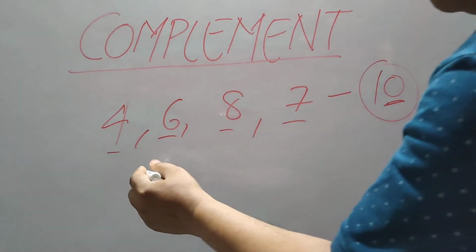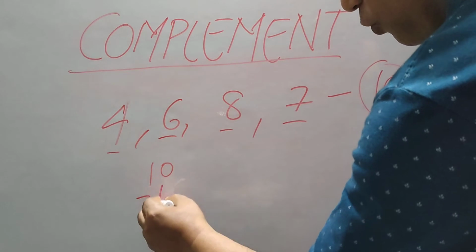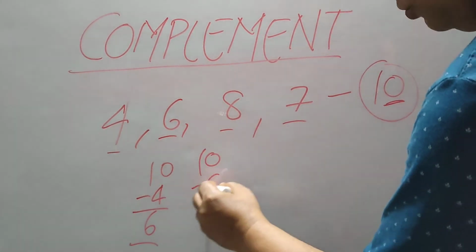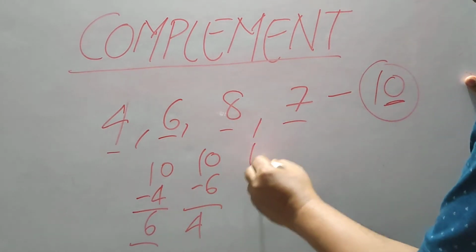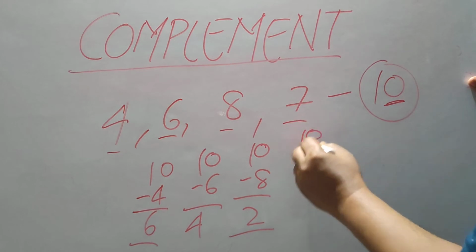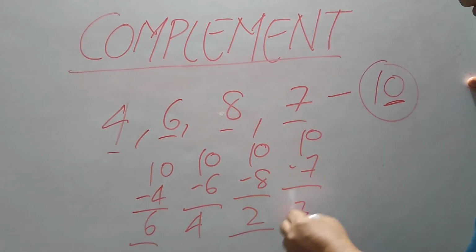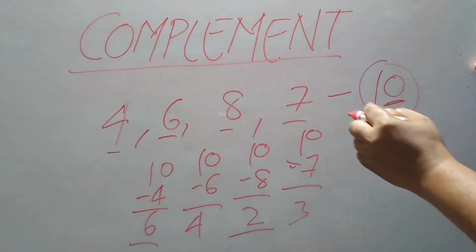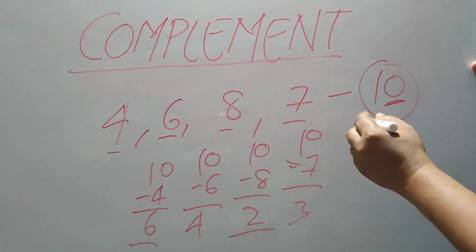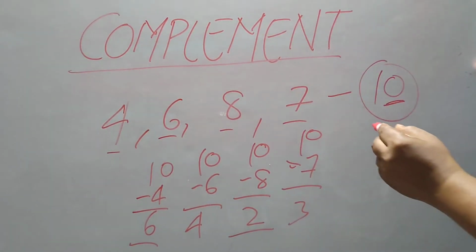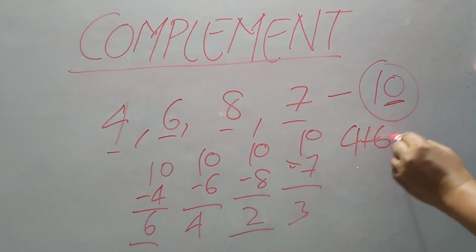So the complement of 4 is 10 minus 4 is equal to 6. 10 minus 6 is equal to 4. 10 minus 8 is equal to 2. 10 minus 7 is equal to 3. So to find the complement of any given number, I have to subtract that number from its base. And you can see that both the numbers 4 and 6 are complement of each other, because 4 plus 6 is equal to 10.